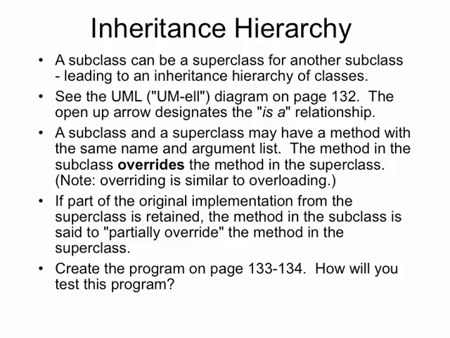The inheritance hierarchy: a subclass can be a superclass from another subclass. So you might have the Toyota superclass, and from there you might have the compact subclass, and from there you might have the Echo subclass and the Yaris. These are shown in a UML diagram. UML stands for Unified Modeling Language. If you just hit the pause button and turn to page 132 in the book, you'll see a diagram of a UML diagram showing a hierarchy of classes.